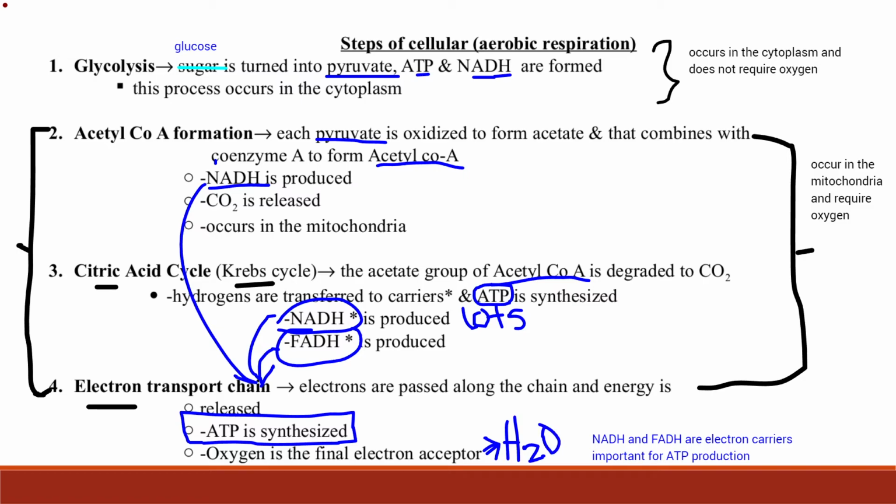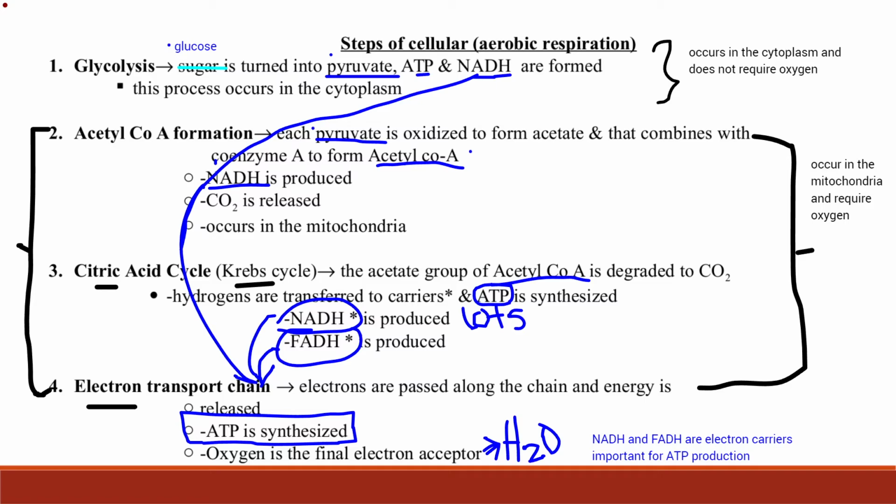Okay. So the first step is glycolysis. It occurs in the cytoplasm. It doesn't require any oxygen. We start with glucose. We end with pyruvate, a little bit of ATP, a little bit of NADH. Then we take that pyruvate, we go to our next step, which is acetyl-CoA formation. We start with our pyruvate, we end with acetyl-CoA, a little bit of NADH.